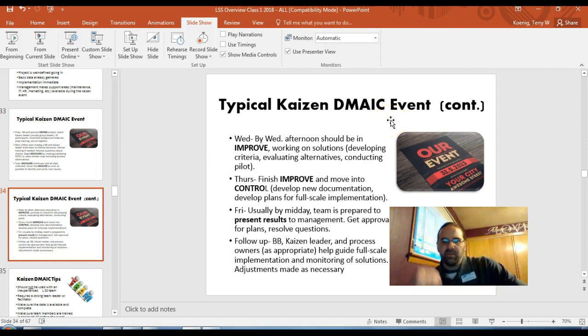By Wednesday afternoon, you should be into the improving, working on solutions, developing criteria, evaluating alternatives, conducting a pilot test, doing brainstorming on different ideas, why it worked, why it didn't work. Thursday, you're finishing up your improve. Hopefully you have it narrowed down. You're going to develop some controls for it. Develop some new documentation. Maybe take some pictures. Maybe make some training videos. Whatever you need to do.